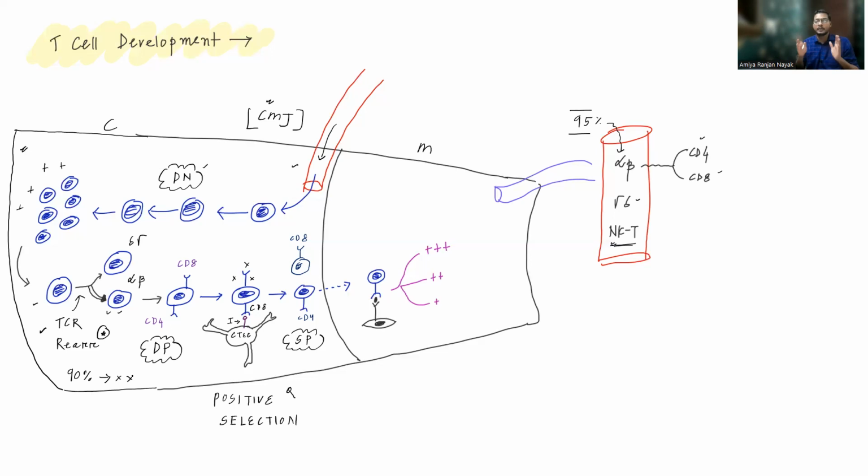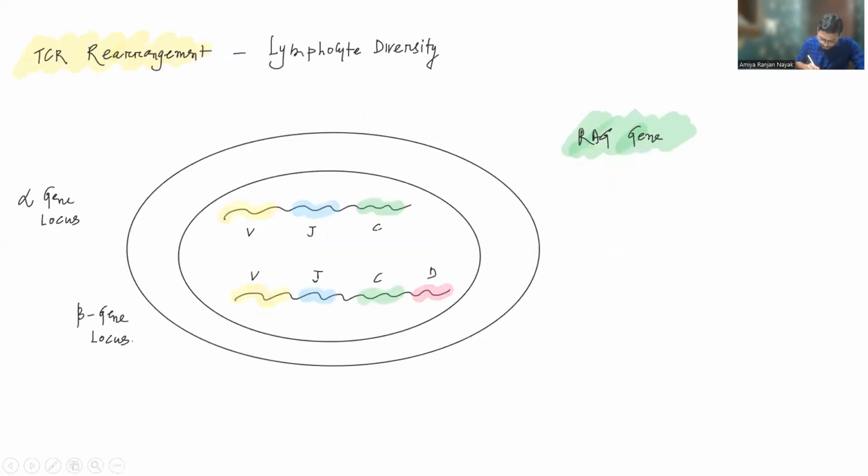I hope now you understood why immature T lymphocytes are more inside the cortex and less inside the medulla: 90% of them die inside the cortex itself because they are not able to engage their CD4 or CD8 molecule with the cortical thymic epithelial cells. This number is very important. Around 90% of the T lymphocytes die here, and positive selection happens inside the cortex of the thymus.